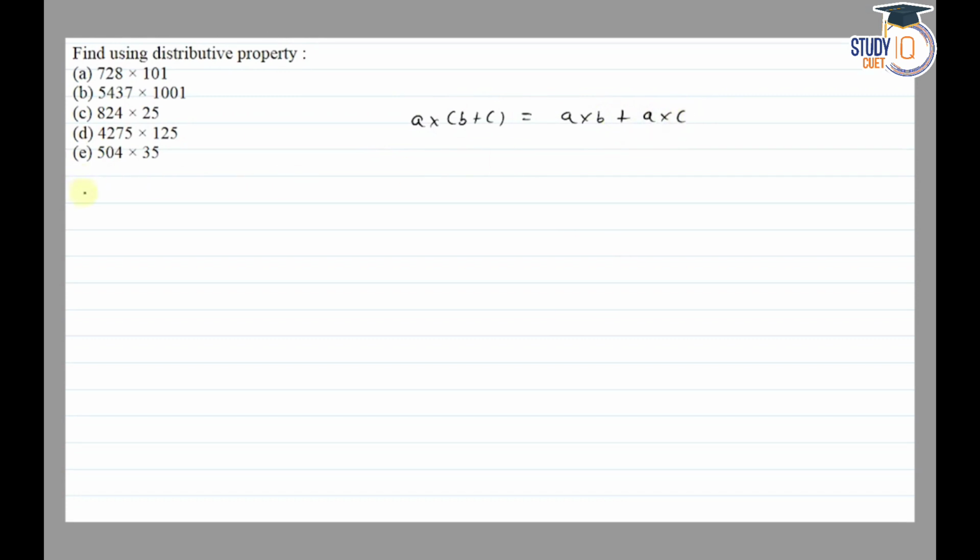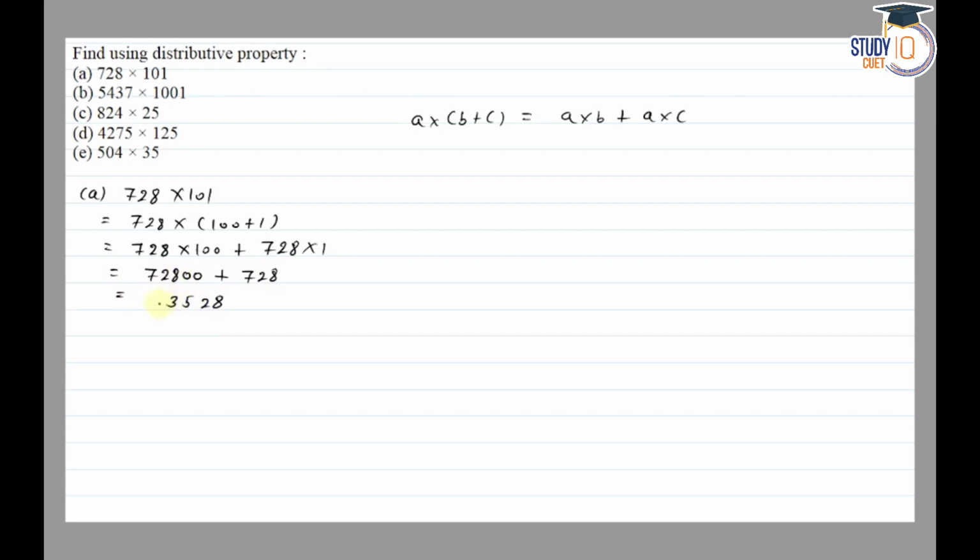into c. So part A is 728 into 101 is equal to 728. 100 को ब्रेक कर देंगे हम 100 प्लस 1 में, सो हो जाएगा 728 इंटू 100 प्लस 728 इंटू 1. So this will be 728 00 and 728. का सम हो जाएगा हमारे पास 287 प्लस 8 15, 1 carry then 3.